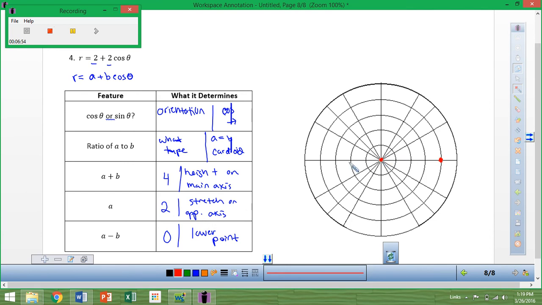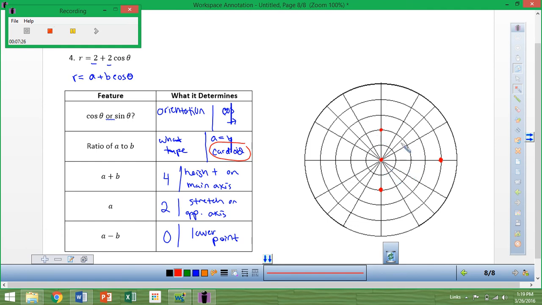So the opposite axis would be the vertical axis, and from the pole, I want to go stretch 2 on the opposite axis. So I want to go to the 2nd ring here and here. And since I know this is a cardioid, that's going to determine what you do with these points. Really, these are the only points that I want you to have.